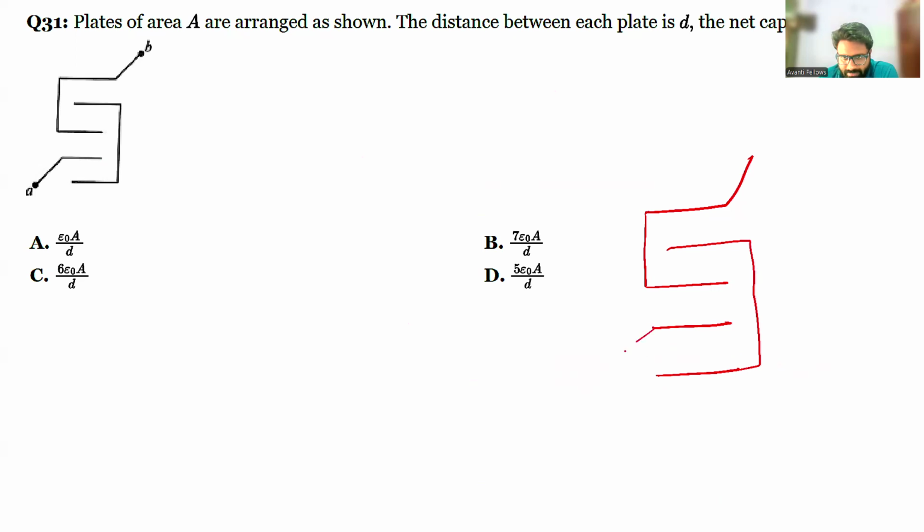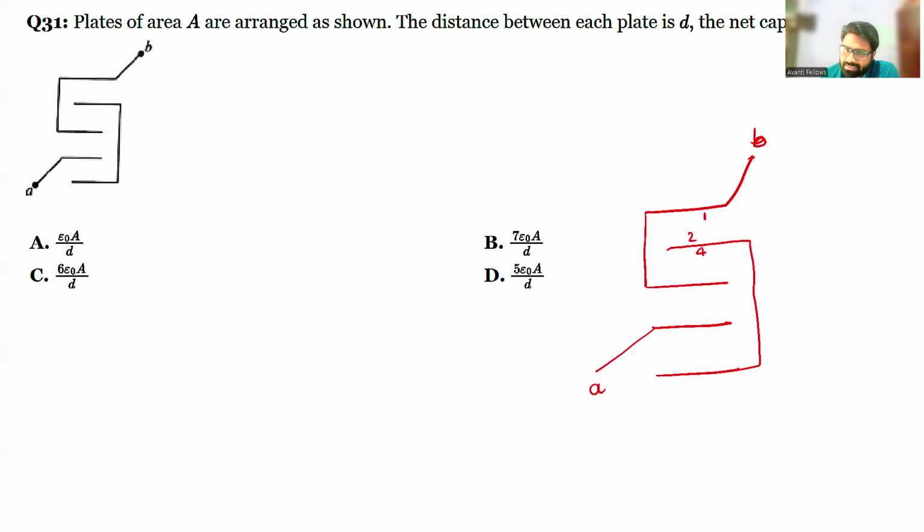Okay, this is A and this is B. So we have to find the net capacitance between A and B. It should be mentioned in the question, but we are considering that we have to find the net capacitance between A and B. Okay. So first of all, do the numbering of the plates, but start the numbering from the inner side, not from the outer side. So let's say this is 1, 2, 3.